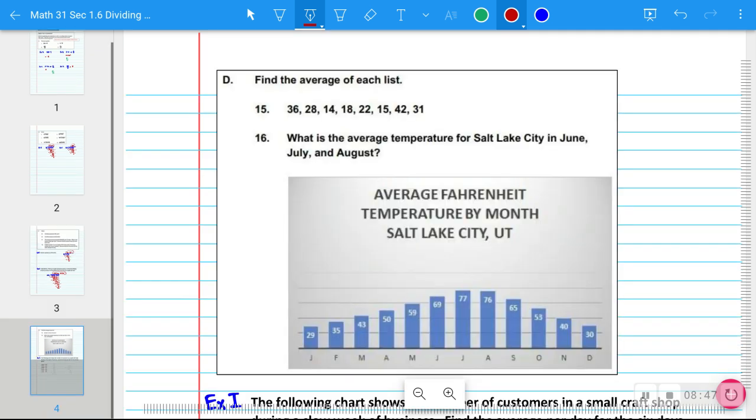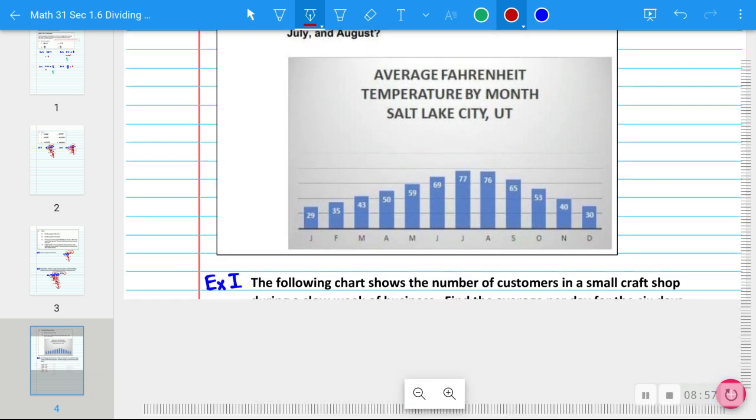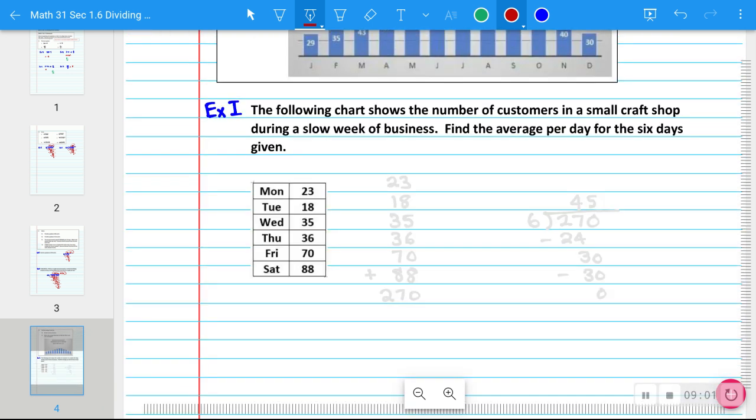Last set of problems here, and this has to do with averages. To average numbers, you add them all up first, and then divide by however many numbers you added. For instance, here we've got 6 numbers. These represent the number of customers coming in Monday through Saturday in a little craft shop. So we'll start by adding these numbers: 23 plus 18 plus 35 plus 36 plus 70 and 88, and find out how many customers there were.